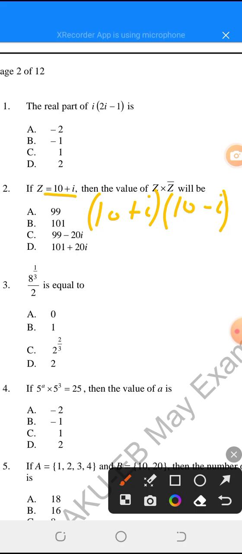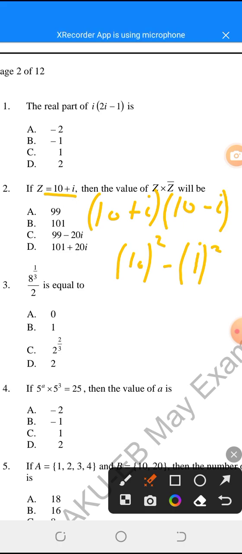There's a formula, a plus b, a minus b, which is equal to a square minus b square. A is 10 and b is 1. Yes or no? 10 plus iota, 10 minus iota. So here the b will be iota. I repeat my words again. 10 plus iota, a plus b, 10 minus iota, a minus b. So a is 10 and b is iota.